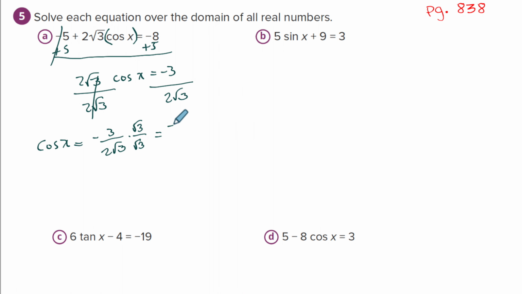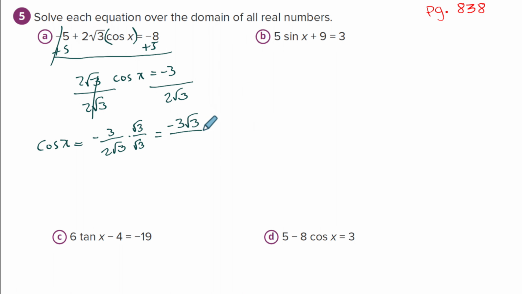This is going to give me -3 radical 3 over 2 times radical 9. And radical 9 is just 3. Well, look, this is all going to equal -3 radical 3 over 6. And that becomes -3 radical 3 over 2. So the cosine of x is going to equal -radical 3 over 2. Well, we already know the answer to that, right?